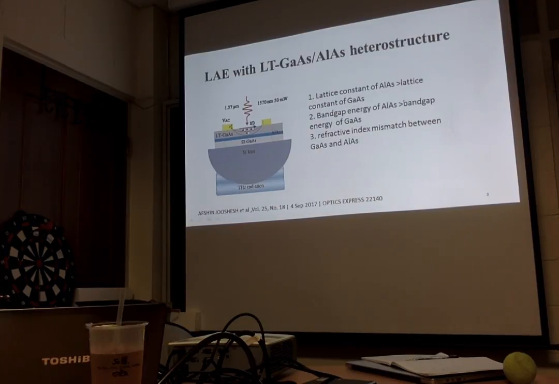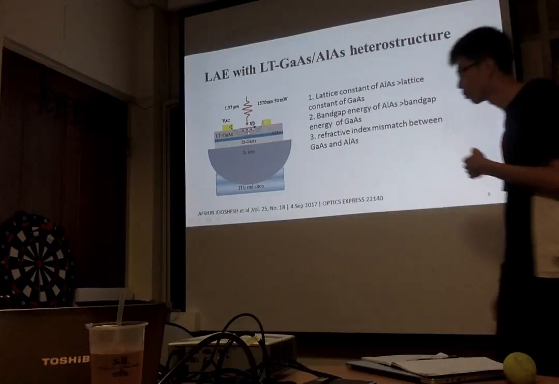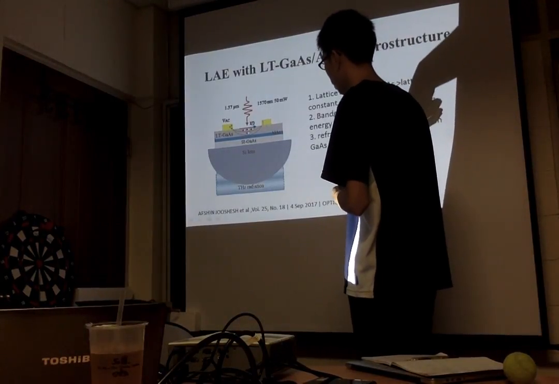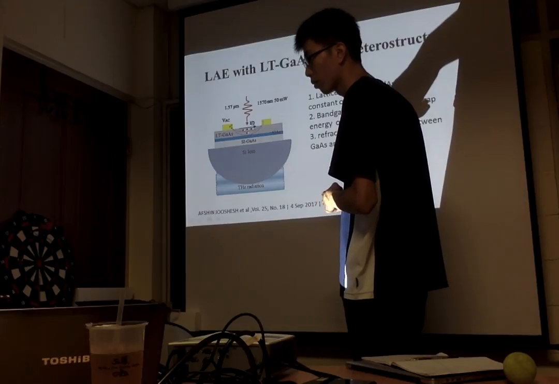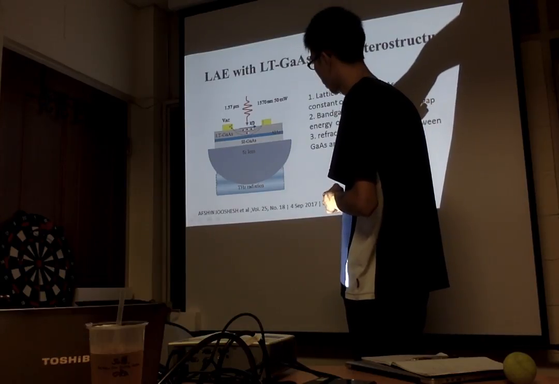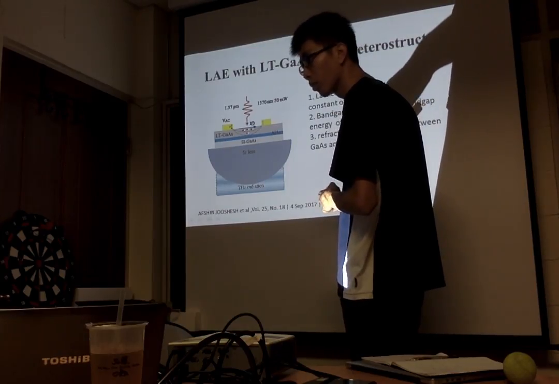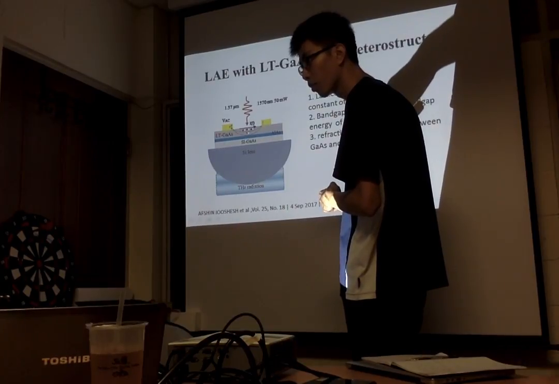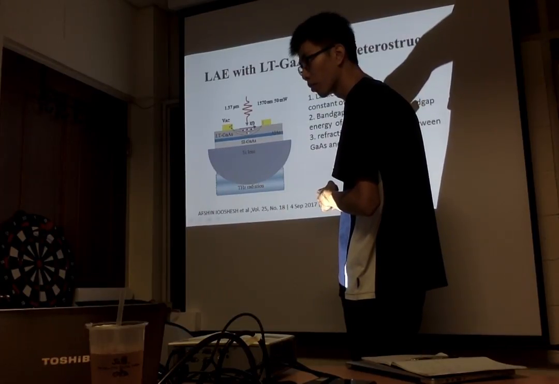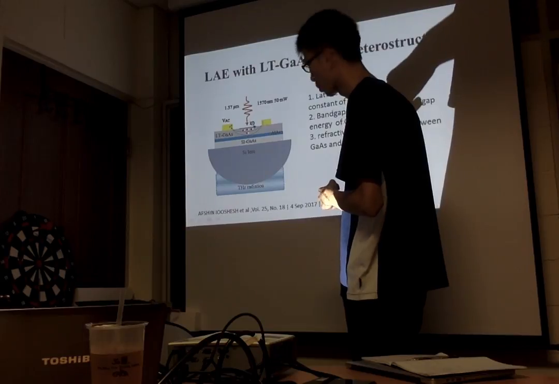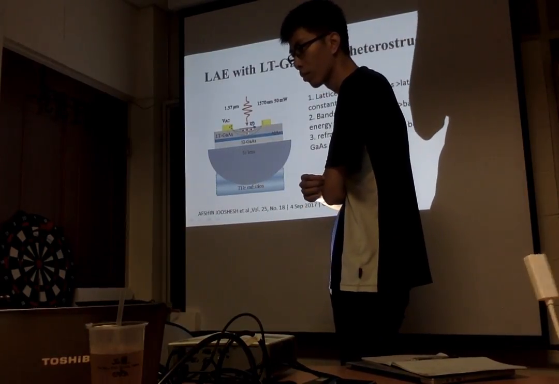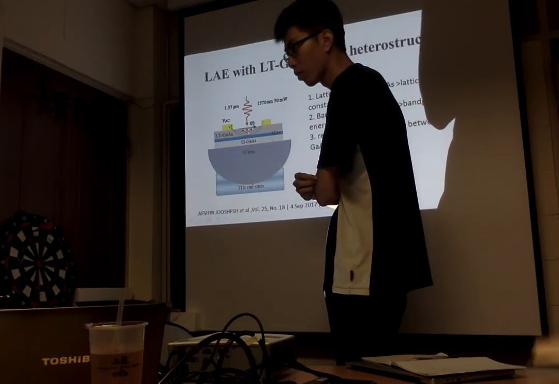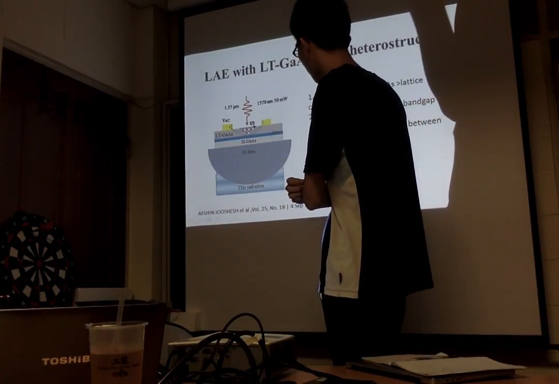Anyone have a question? Okay, from this speaker, this group uses LT gallium arsenide as the active layer. However, the band gap of gallium arsenide is larger than 3 electron volts. So how can LT gallium arsenide absorb 1550 nanometer wavelength?